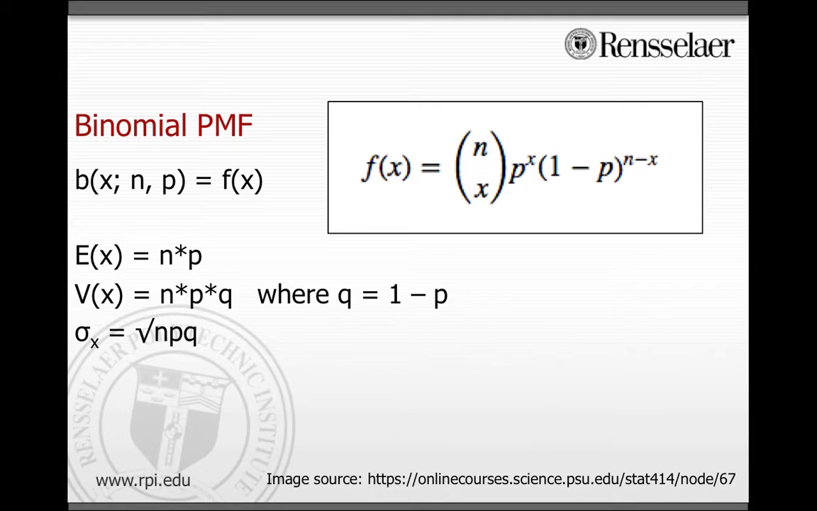And what's really useful about the binomial distribution is the formulas for expected value, variance, and standard deviation are much simpler, as you can see here. The expected value is equal to n times p, the variance is n times p times q, where q is equal to 1 minus p, and the standard deviation is the square root of n pq. This makes evaluating a binomial function much faster than using the general summation formulas we covered earlier.